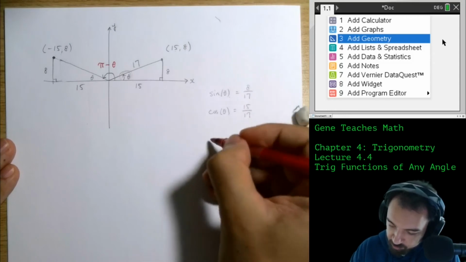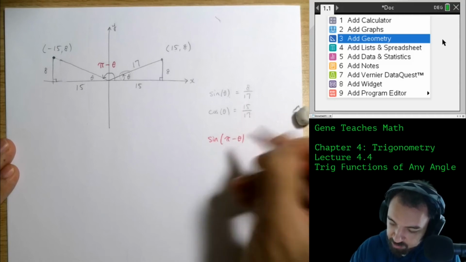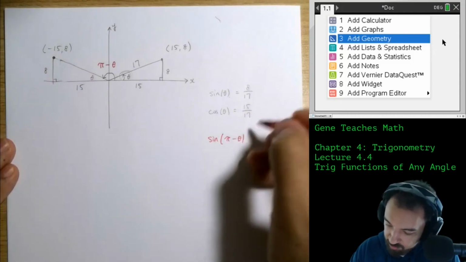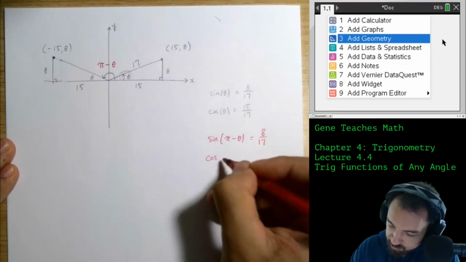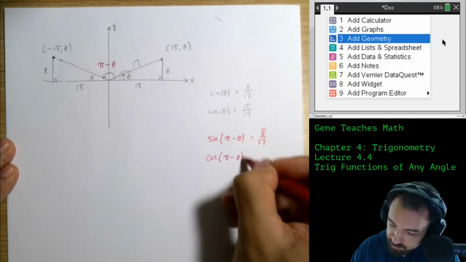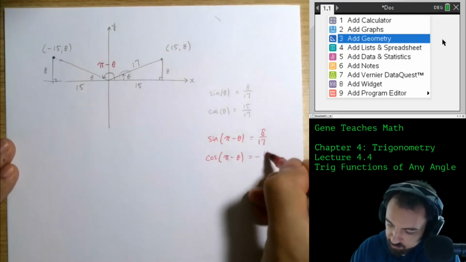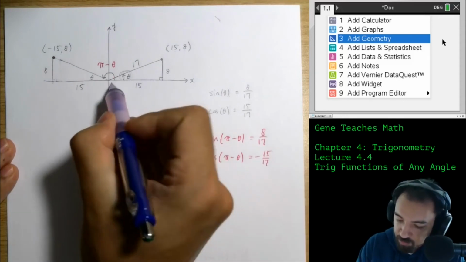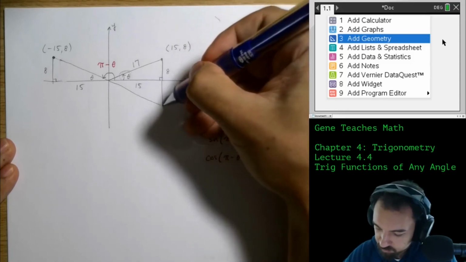So then I could quickly say that sine of pi minus theta is the y-coordinate divided by the same r, which is going to be 8/17, and then cosine of pi minus theta is equal to the x-coordinate, negative 15 over 17. Now, what if I took this and placed the triangle in the fourth quadrant?